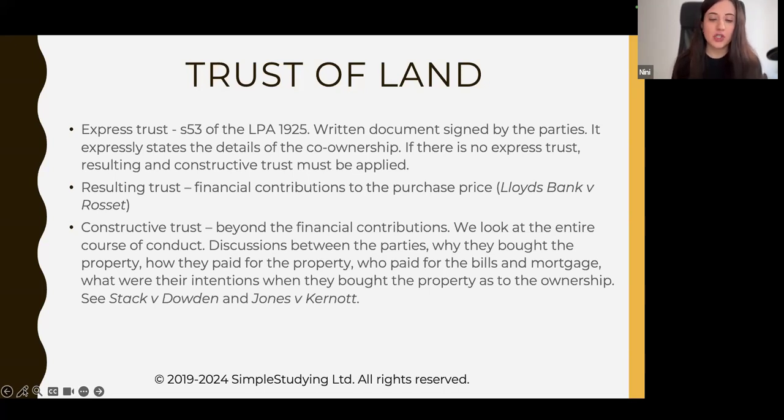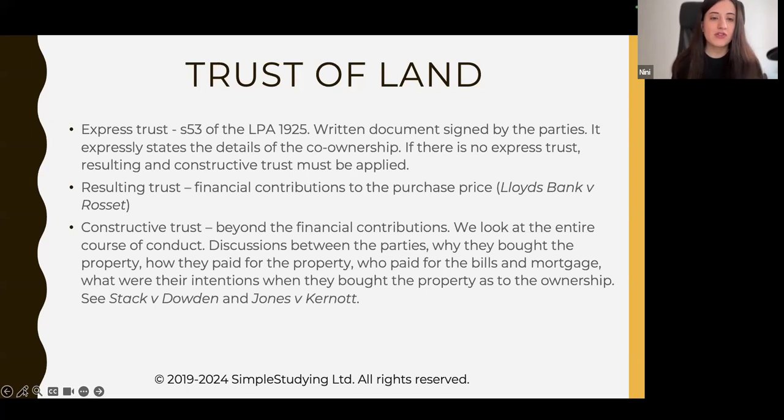So, for example, there are two people buying a property. One pays for 50% of the purchase price, the other pays for the other 50%. Then they would own the property 50-50. So it only takes into consideration who bought the house, whereas constructive trust is much more than that.